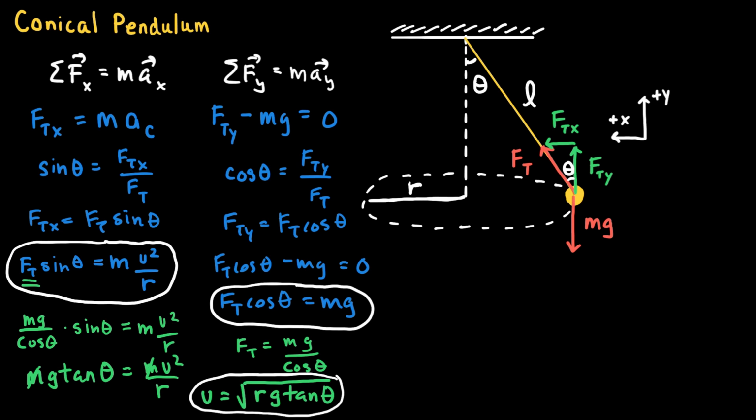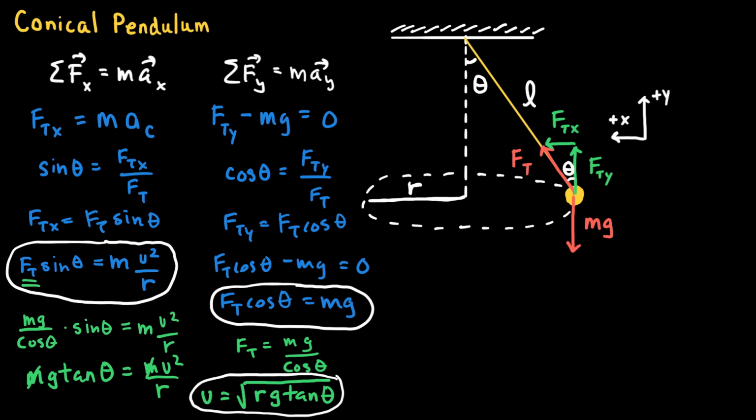I would like to go a little bit further and take the equation that we have for the speed and start to think about a few other variables that can characterize a conical pendulum. One of these variables is the amount of time that it takes for the ball to complete one full cycle of its motion, to go around the circle once. And the quantity that I'm talking about is the period of the pendulum.